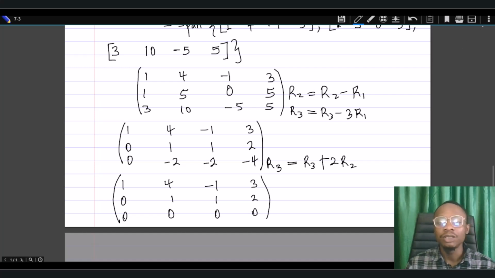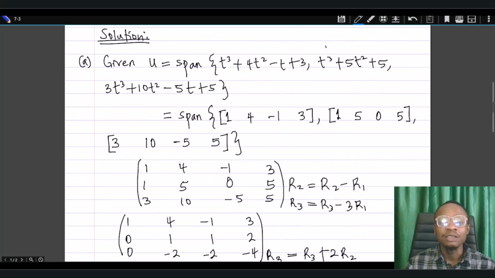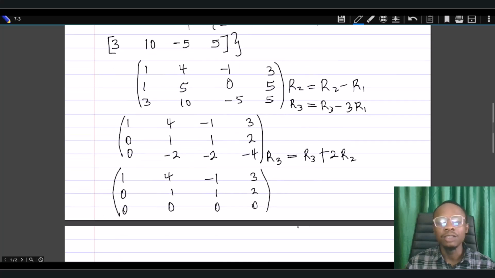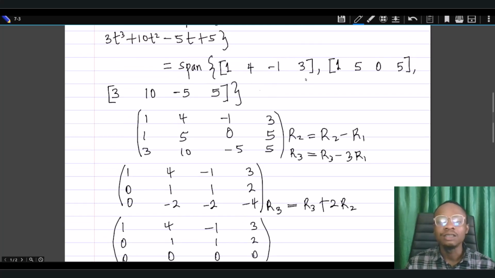We now have the matrix in echelon form, and by this, we have established that the vectors span the vector space, but they are not linearly independent, so they could not have formed a basis of this vector space because they are linearly dependent. That is the implication of having a zero row here. Also, we have established that the two rows we have left will span the same vector space as these three vectors.